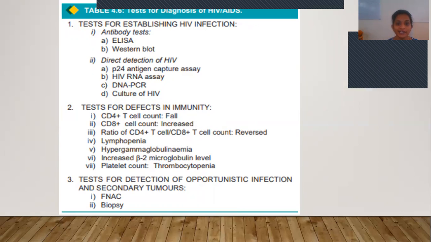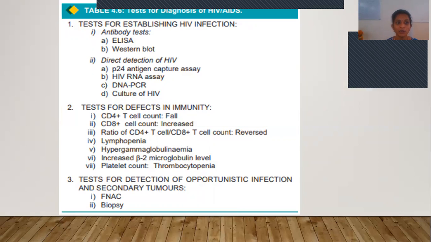So there will be defects in T cells, that include a decrease in the CD4 T cell count. As we have seen, in the last stage there will be a very large decrease, that is less than 200. So decrease in the count, and CD8 plus cell count will be increased. Why? Because these will suppress the immune system. So that will be increased, and the ratio of CD4 plus T cells and CD8 T cells count will be reversed. That means there will be a decrease in the CD4 and an increase in the CD8 cells.